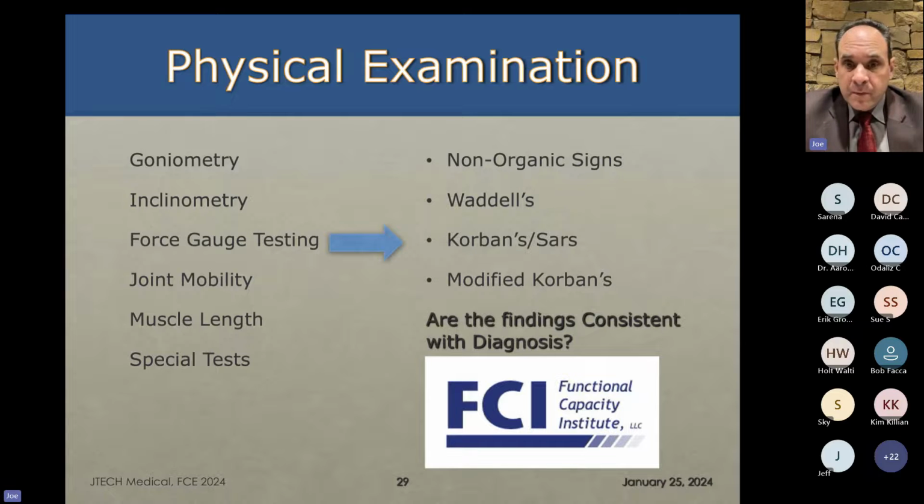I'm sure most of you are familiar with Waddell's signs, but there's also Corbin's or SARS, which is just a little more detailed Waddell's test. There's also modified Corbin's testing, which is for extremities. You can't necessarily use Waddell's for everything. People say they were negative Waddell's, but they're there for an ankle. Well, that's not even a test for the ankle, so you shouldn't be saying that. So the big picture is you want to see if the findings are consistent with the diagnosis.